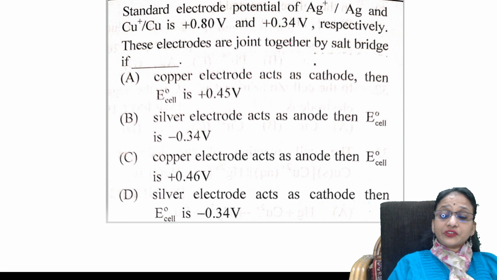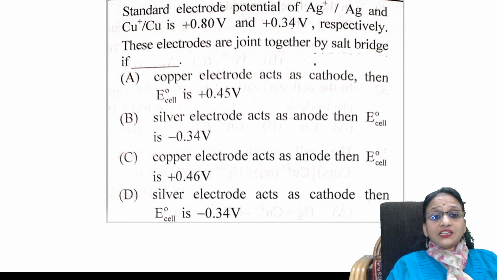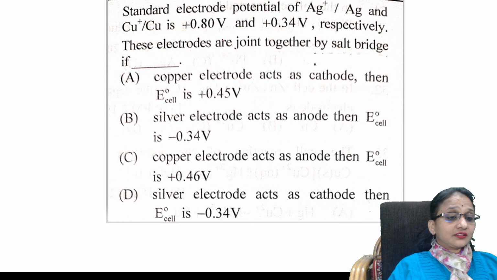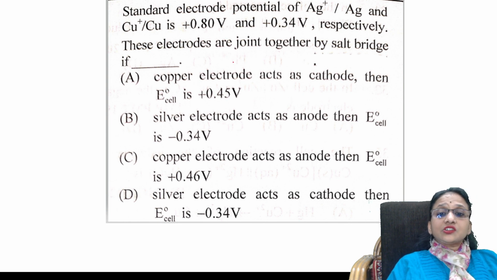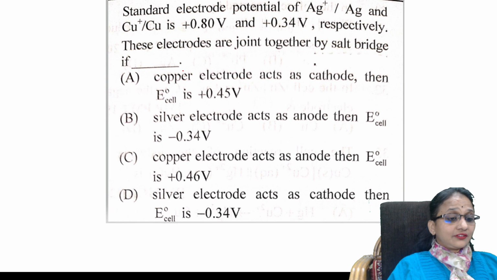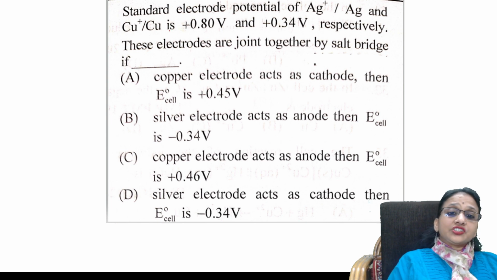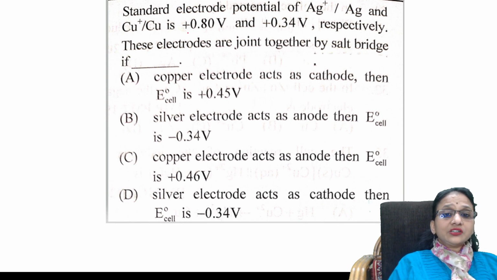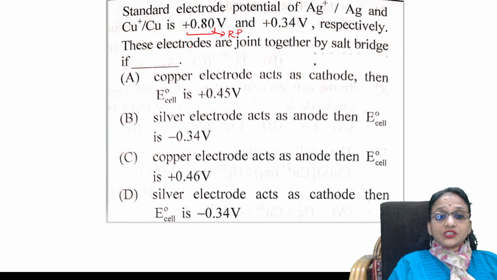Next question. Standard electrode potentials of silver plus by silver and copper plus by copper are given here. These electrodes are joined together by a salt bridge. They're asking what happens. First, let us see which is the oxidation potential and which is the reduction potential. Observe carefully, students. Silver plus by silver is nothing but the reduction potential, and copper plus by copper is nothing but the oxidation potential.